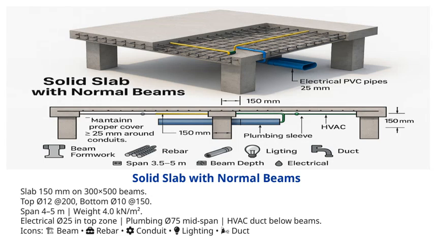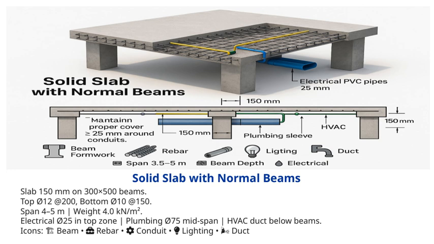goals. Let's take a closer look at the solid slab supported by normal beams here. The slab itself is 150 millimeters thick, resting on beams that measure 300 by 500 millimeters. The reinforcement details include top bars of O-12 spaced every 200 millimeters and bottom bars of O-10 spaced every 150 millimeters. This reinforcement configuration is crucial for the slab's strength and durability.